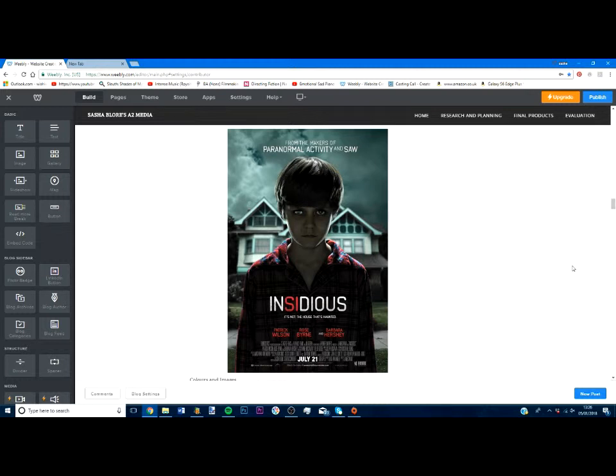Then we have the stars. We've got Patrick Wilson, Rose Byrne, and Barbara Hershey, who I've never heard of. But these sort of stars, again, they make you decide whether you want to go and see the film. If you've seen another film with Patrick Wilson in it, you might want to go and see it. If you've seen another film with Rose Byrne in it and you like her, you might go and see it. Again, that has another effect of maybe you don't want to see it because you don't like those actors. But anyway.